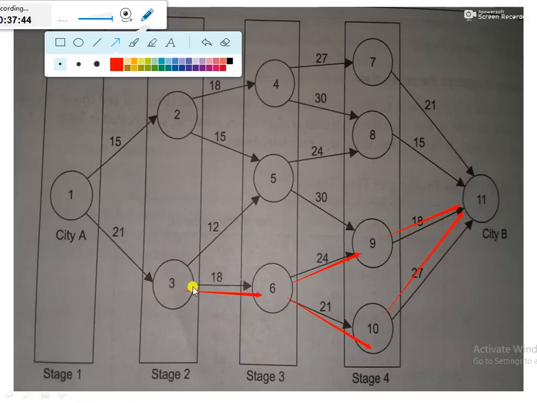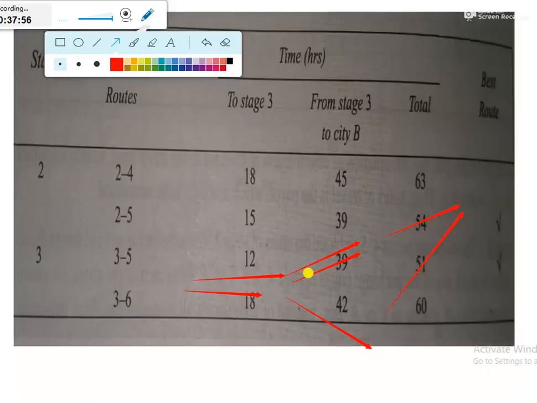So the total time taken would be 66 hours. So it is better to go through the route 3 to 6, 6 to 9 and 9 to 11, as it takes only 60 hours. So we select this route. Out of the 4 options, we have 2 optimal options, that is 54 and 51. So we can go from point 2 to 5 or from point 3 to 5.